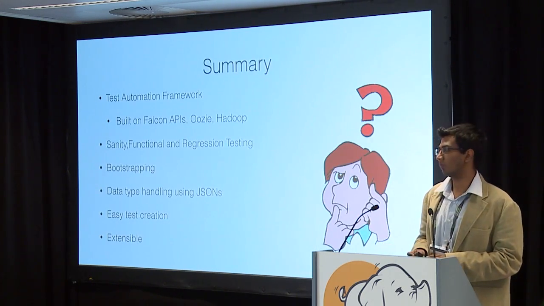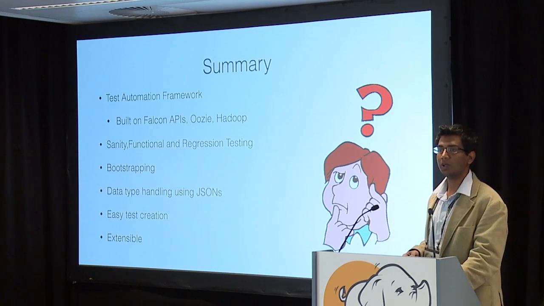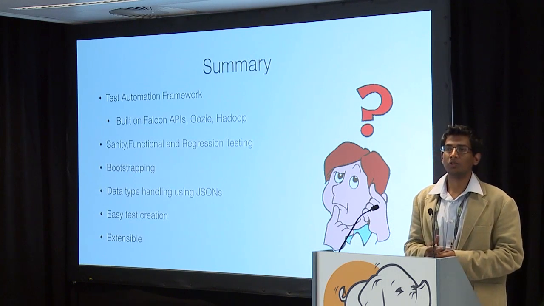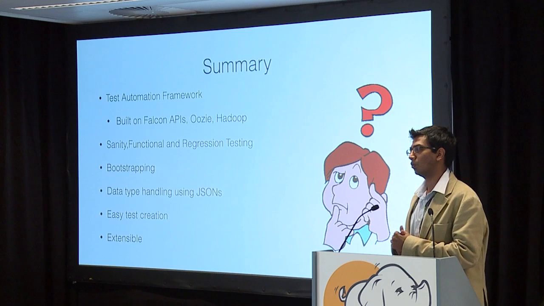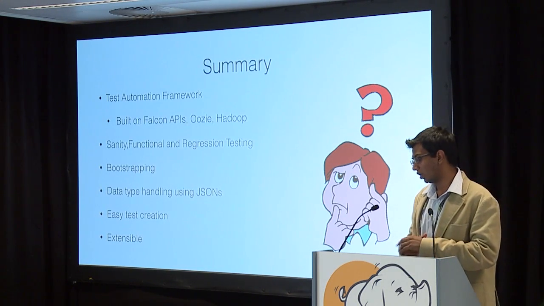So this is basically a summary. Strider is a test automation framework built on Falcon APIs, Uzi, and Hadoop. It allows you to do sanity, regression, and functional testing. The bootstrapping has been made very easy, so you can start testing in a jiffy.